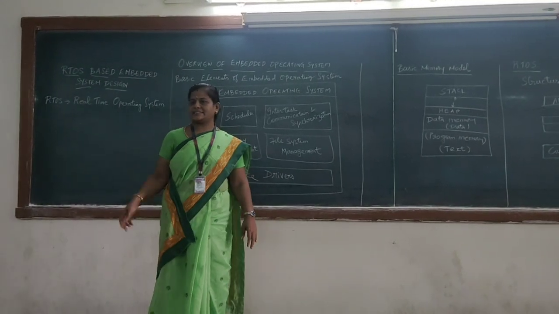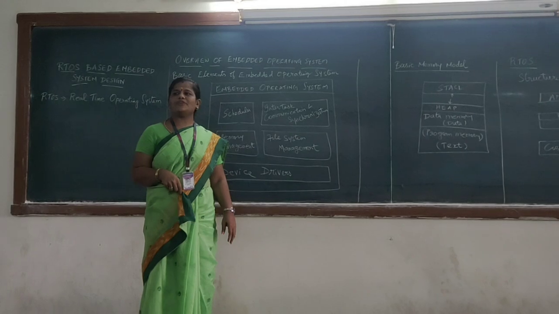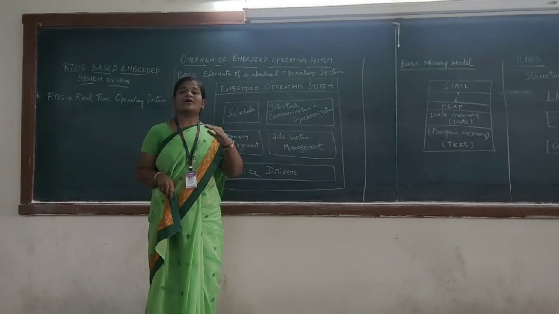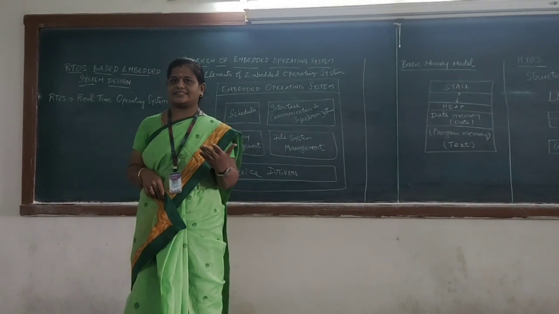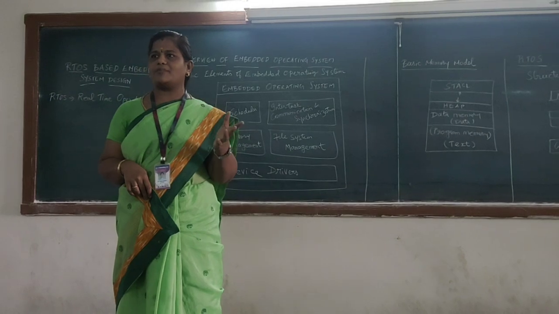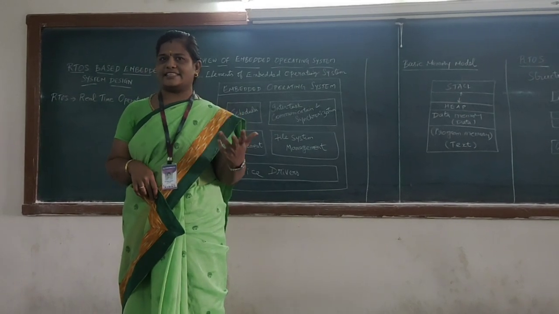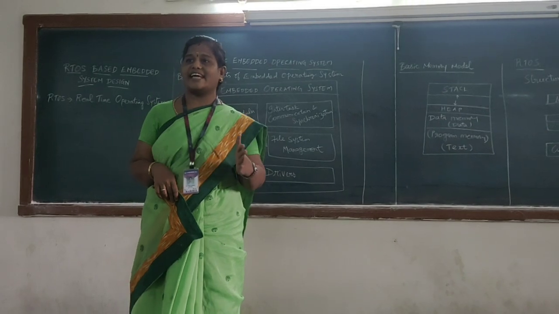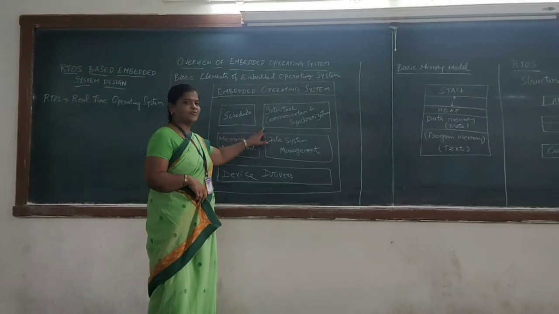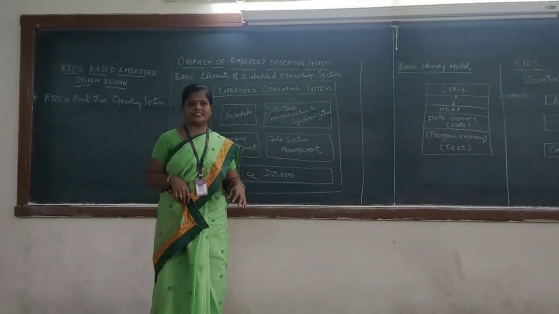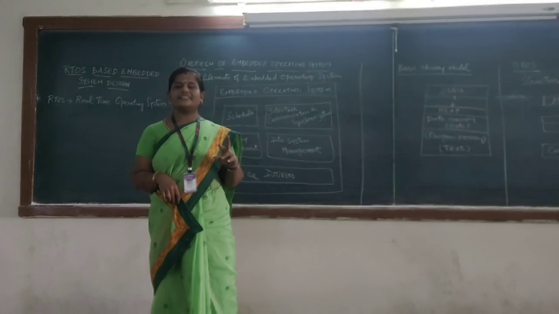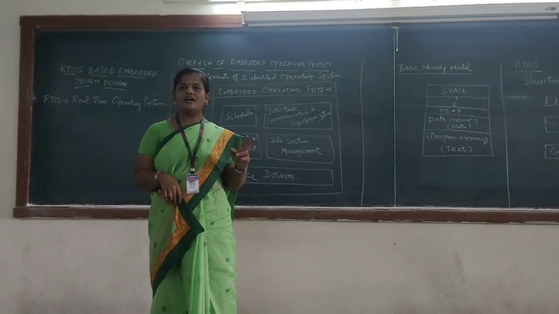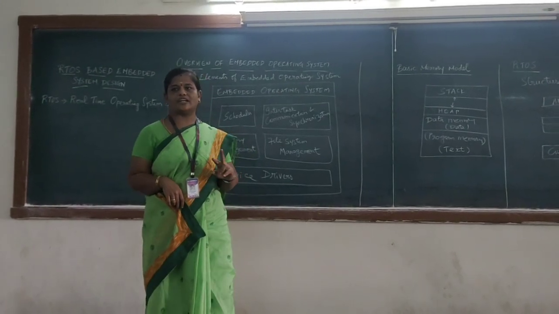Next is inter-task communication. It involves communication between the various tasks, because we have a number of tasks. Ready state, read state: all those tasks will have various states. So inter-task communication means we have to know the communication and we have to synchronize the operation. Only then will we get the proper operation output.